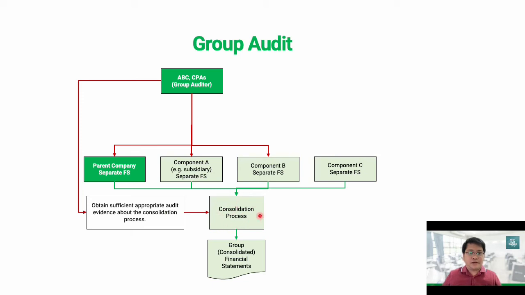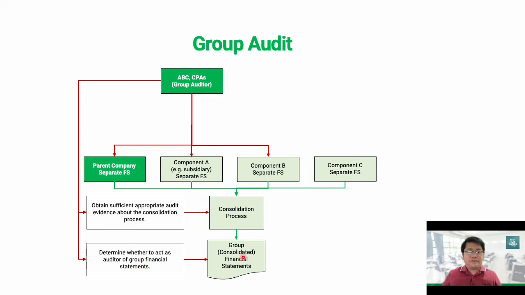Because if there are errors or misstatements that arose during the consolidation process, it could affect the group financial statements. And also, as group auditor, you'll have to determine whether you can act as the auditor of the group financial statements, especially if, for example, you are auditing the financial statements of most members of the group. Like, for example, ABC and Company audits the parent company, component A and component B.